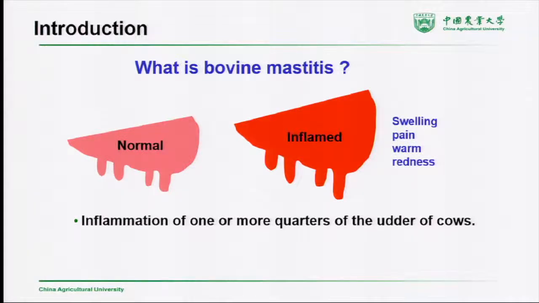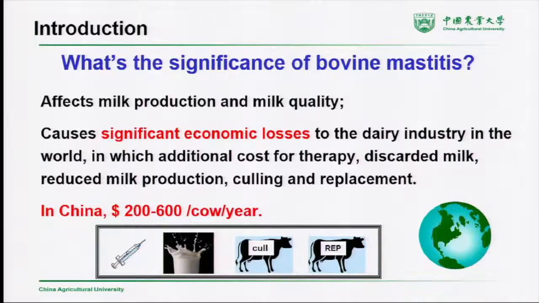What is bovine mastitis? When the normal bovine mammary gland becomes inflamed, accompanied with swelling, pain, warmth, and redness, bovine mastitis has happened. So, bovine mastitis is the inflammation of one or more quarters of cows. Inflammation of the bovine mammary gland affects milk production and milk quality. Decreased milk production is often due to the direct effect of the pathogen or damage caused by the host immune response.